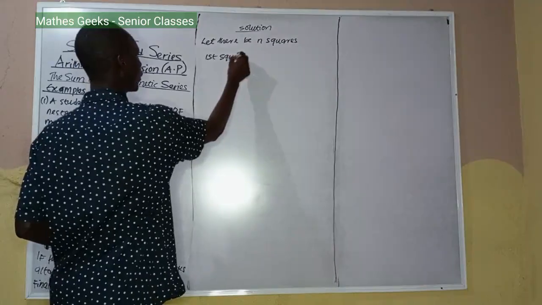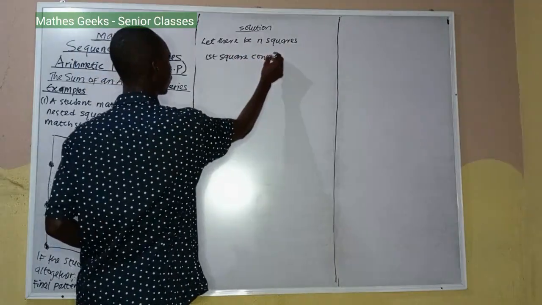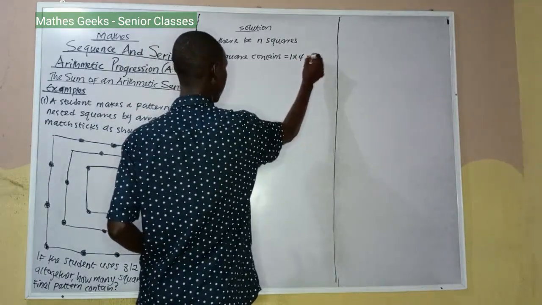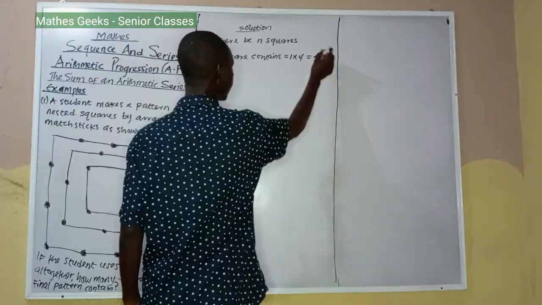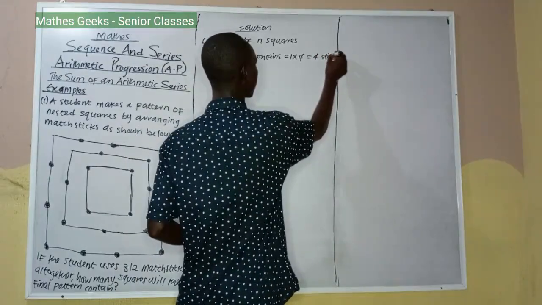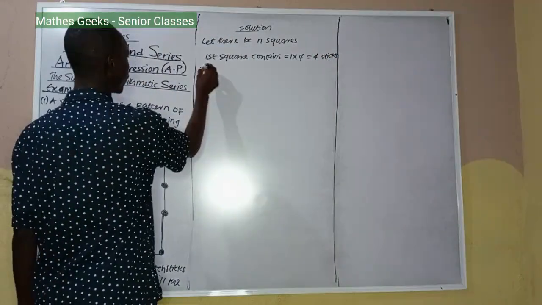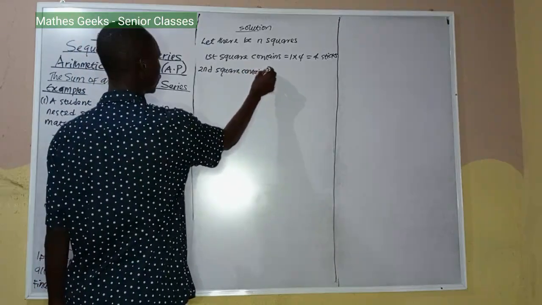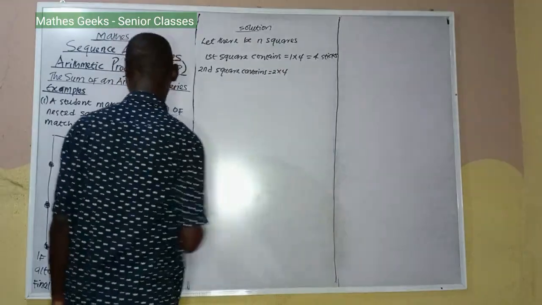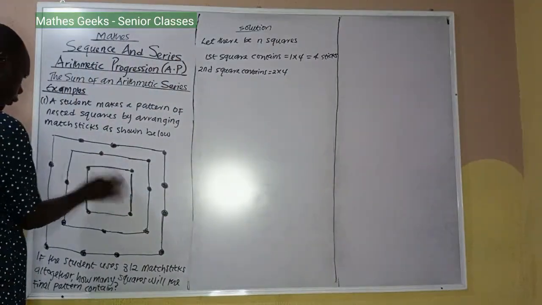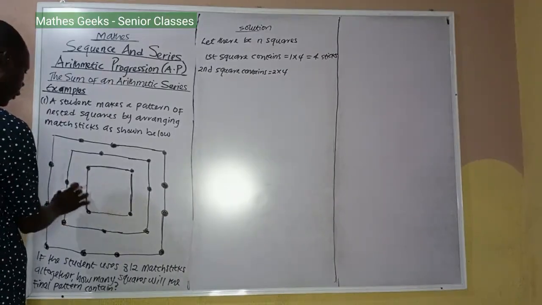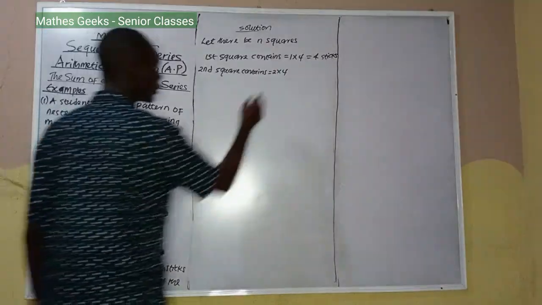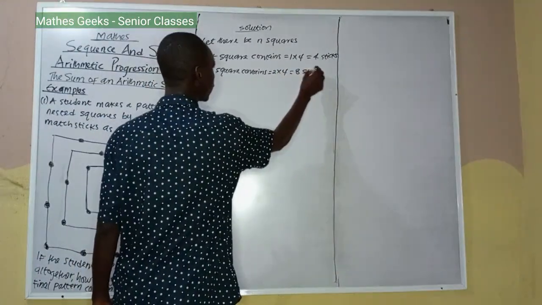The first square contains 1 times 4 matchsticks, which is equal to 4 sticks. The second square contains 2 times 4, that is 8 sticks. The first square contains 4 sticks: 1, 2, 3, 4. The second square contains 1, 2, 3, 4, 5, 6, 7, 8.